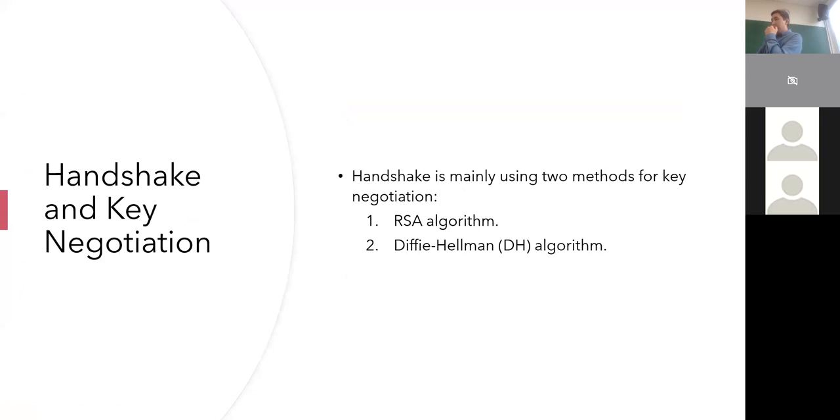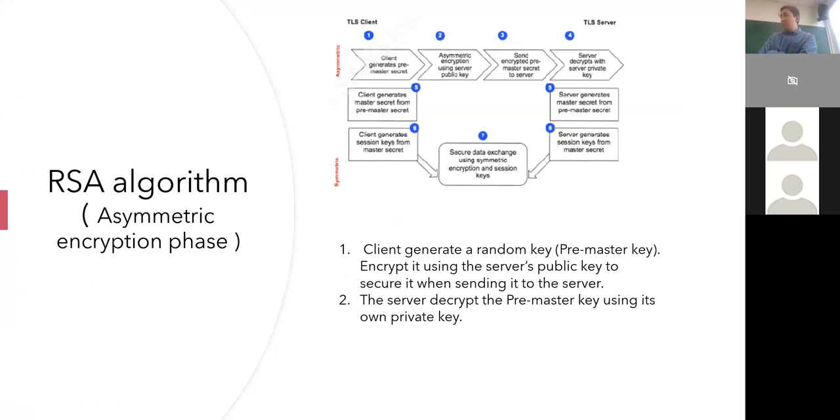So the handshake and the key negotiation in TLS is mainly done using two main algorithms, the RSA algorithm and the Diffie-Hellman algorithm. For the RSA algorithm, this is the architecture of it. It uses two types of encryption, asymmetric encryption and symmetric encryption. For the asymmetric encryption, let's say that the client here will be a user, a browser, whatever. This client generates a random key.